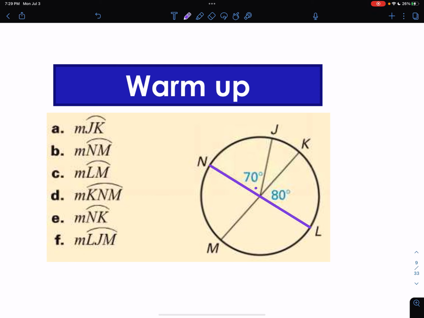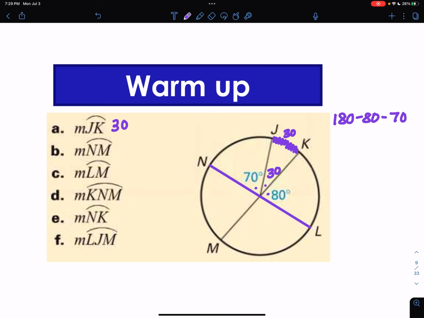All right, so NL is a diameter. So we know these three pieces put together make up 180 degrees. All right, so if we subtract 70 and 80 out of 180, we should be left with 30 degrees. That's a central angle, so JK is also 30 degrees.